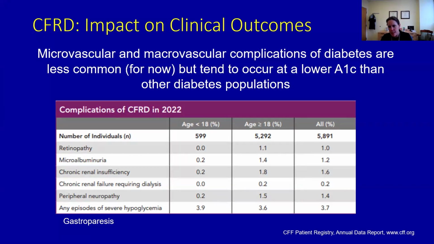And this is, again, data from the CF Foundation Patient Registry looking at complications of CFRD in 2022. You can see overall, especially in the kids, but also in adults, that these rates are actually very low. But I also think we're not doing a great job of screening, I'll be honest with you, so that may also be playing a role. I'd also point out that this isn't included on the list, but I've also seen gastroparesis a lot in my patients with CFRD, and that can be really challenging since they tend to have a lot of GI issues already.